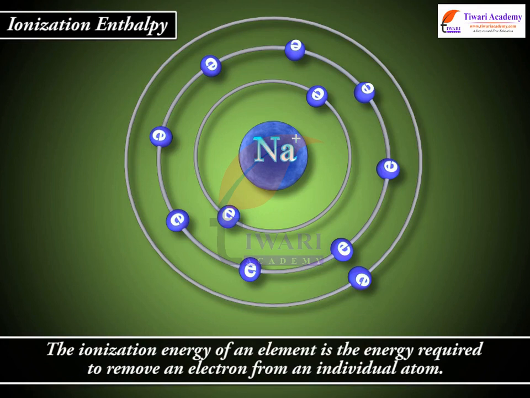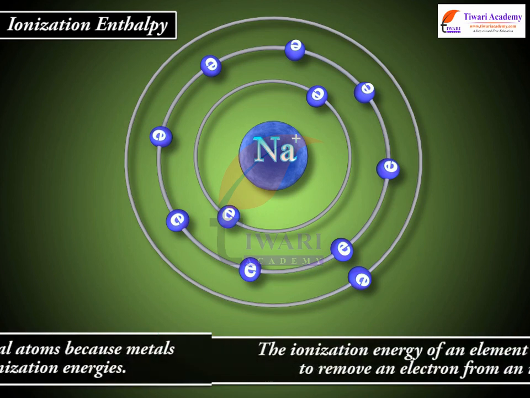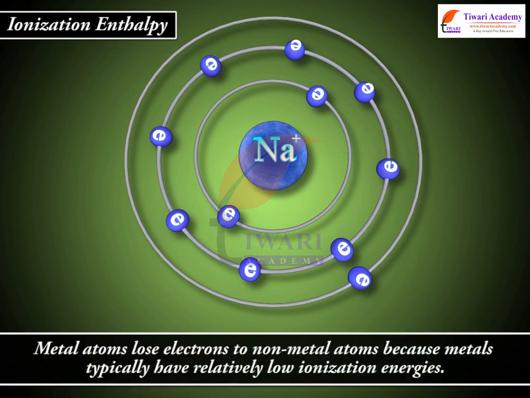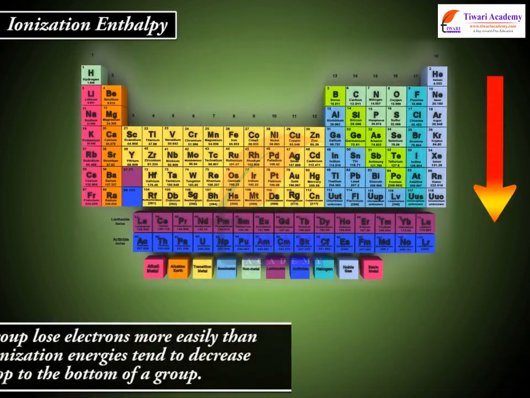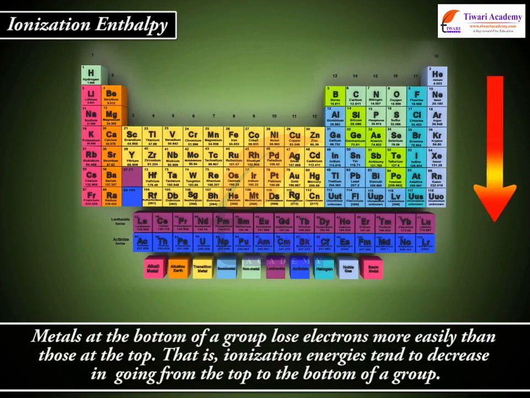The ionization energy of an element is the energy required to remove an electron from an individual atom. Metal atoms lose electrons to non-metal atoms because metals typically have relatively low ionization energies. Metals at the bottom of a group lose electrons more easily than those at the top. That is, ionization energies tend to decrease in going from the top to the bottom of a group.